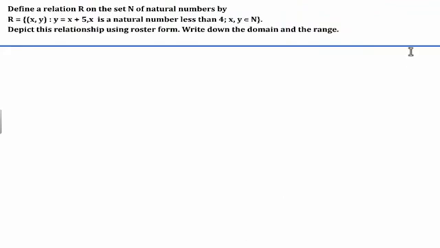In this question, it is given that define a relation R on the set of natural numbers N by R is equal to the ordered pair (x, y) such that y is equal to x plus 5 and x is a natural number less than 4. Also, x and y both belong to the set of natural numbers. You have to depict this relationship using roster form. Then you have to write down the domain and the range. Let us see how to proceed with the solution of this question.